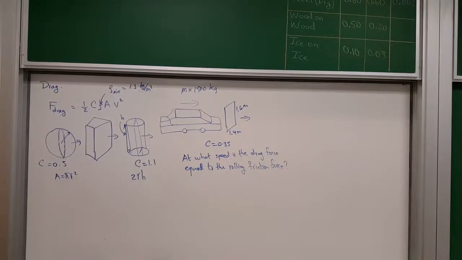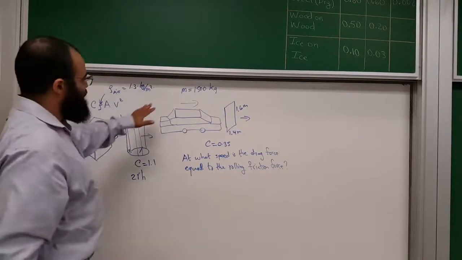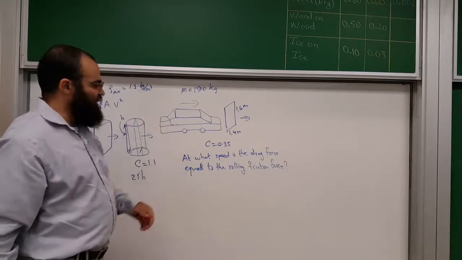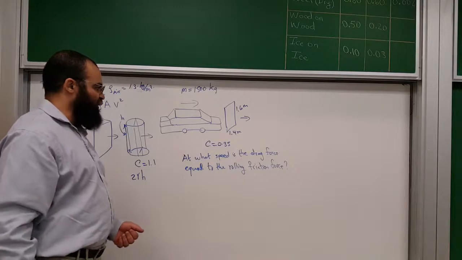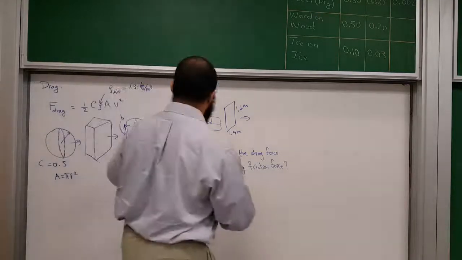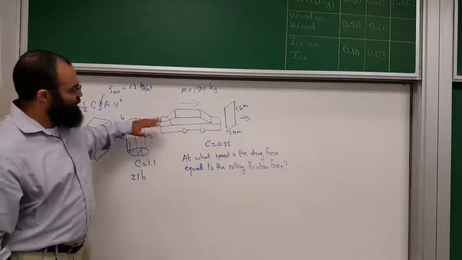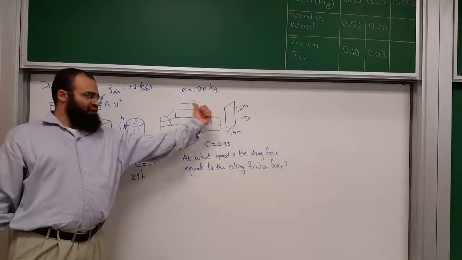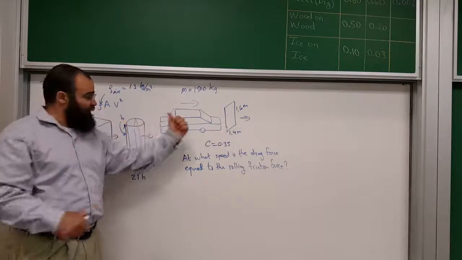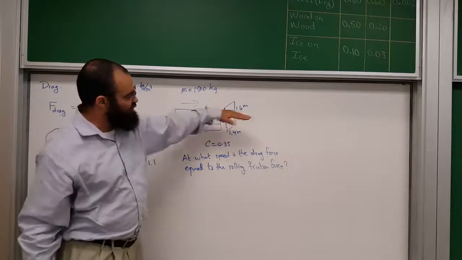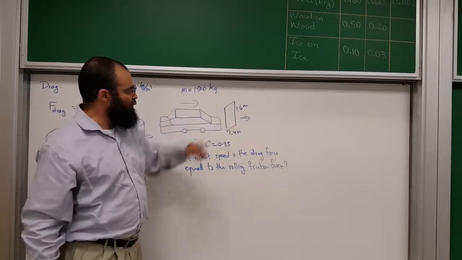Welcome back. I'm doing this problem about a 1500 kilogram car that's driving, and there is a force of drag on the car. Let me re-describe the problem. You have a car moving this way, so there is a drag force that's backward, and they say the area of the car that's facing is 1.4 by 1.6.